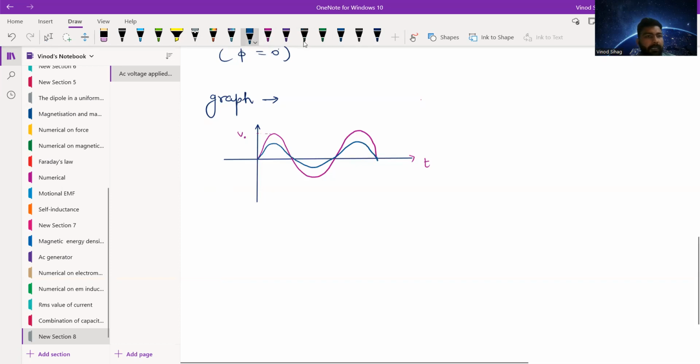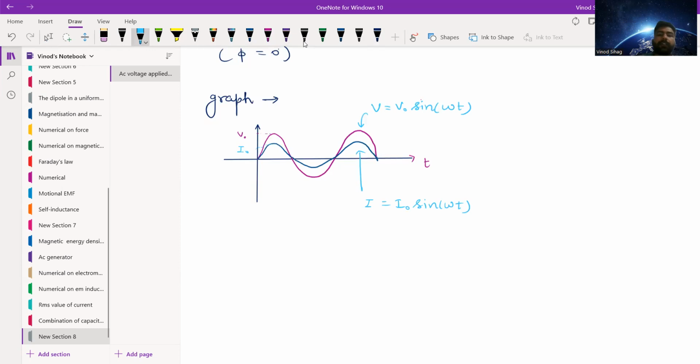Now let's name them. You will easily get which is the graph of voltage: V equals V naught sine omega t, and the blue one is the graph for I equals I naught sine omega t. Here the amplitude of current is I naught. So that's how we can draw the graph for voltage and current.